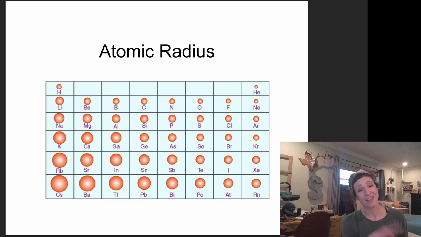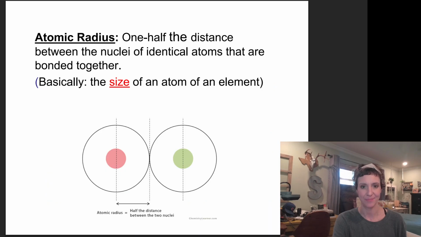So our first out of the 4 periodic trends we're going to talk about today is atomic radius. As you can see, the picture on this slide is a little sampling of a section of the periodic table showing relative sizes of some of these atoms. So let's talk about why stuff gets real big down here and why stuff is real small up here.